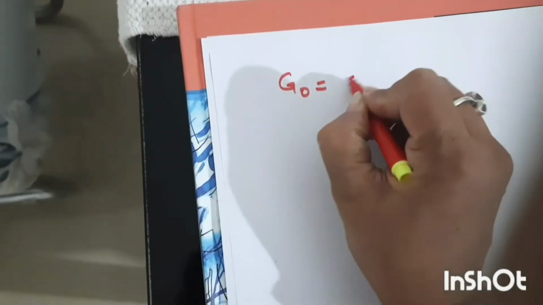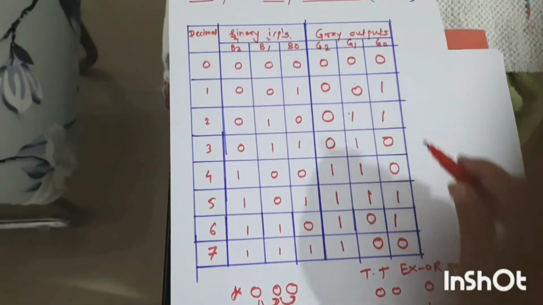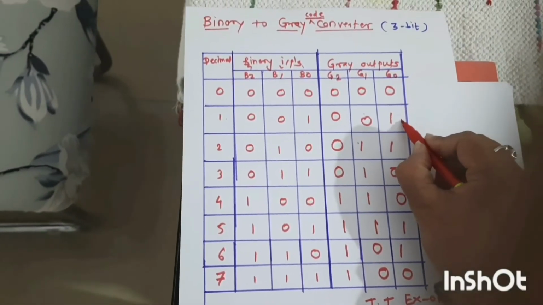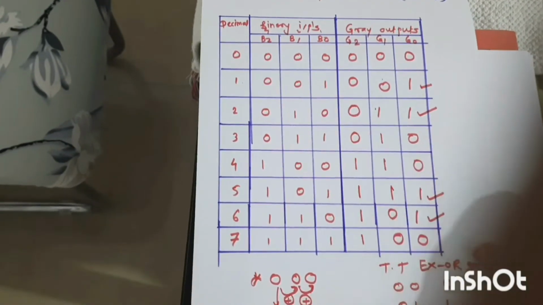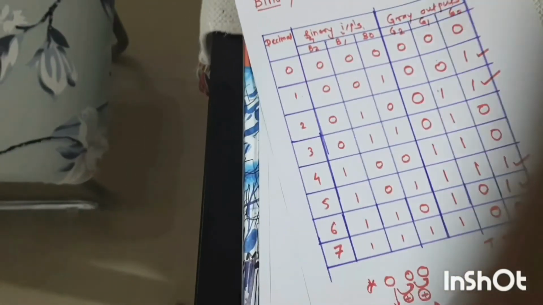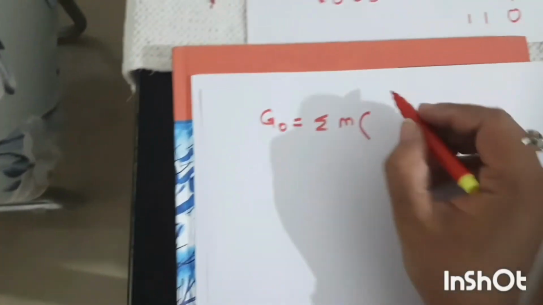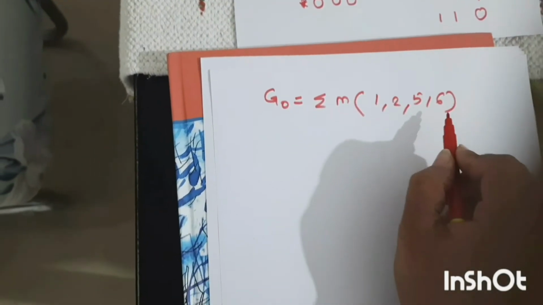So minterms for G0, you can see here in the G0 column the output is 1 for 1, 2, 5 and 6. So minterms for G0 are 1, 2, 5 and 6. Just write it down, that is 1, 2, 5 and 6. So for these 1, 2, 5, 6 we have got the output 1 for G0.